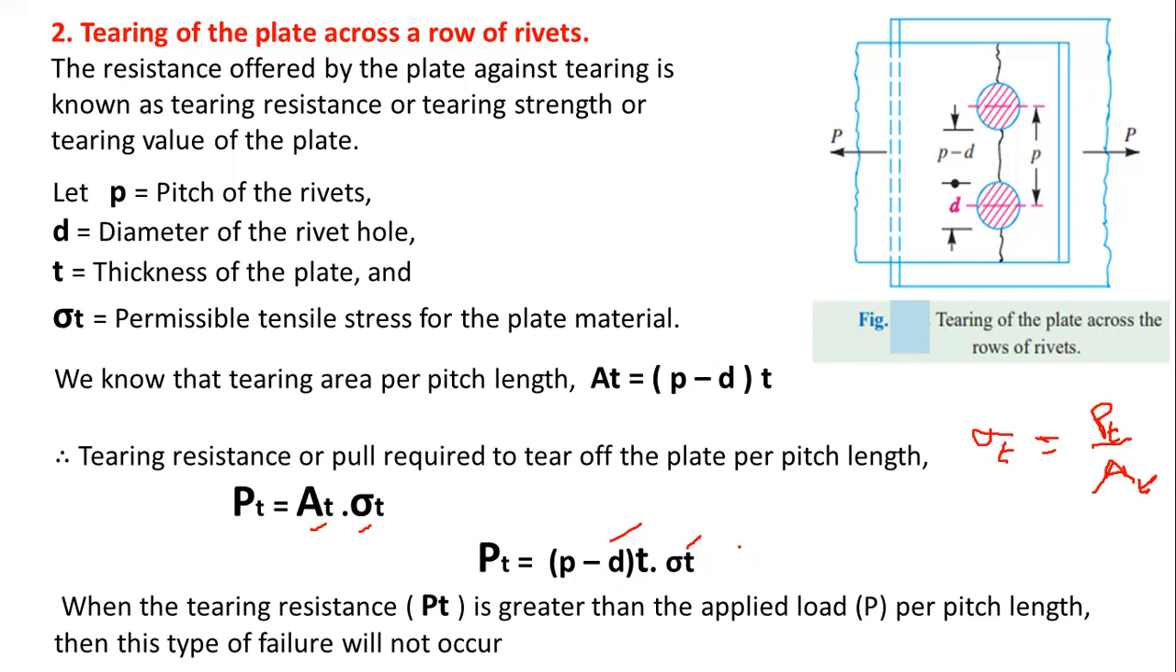It is very important for determining the efficiency of the joint. This formula is used for determining the tearing strength of the riveted joint. When the tearing resistance is greater than the applied force P per pitch length, then this type of failure will not occur.